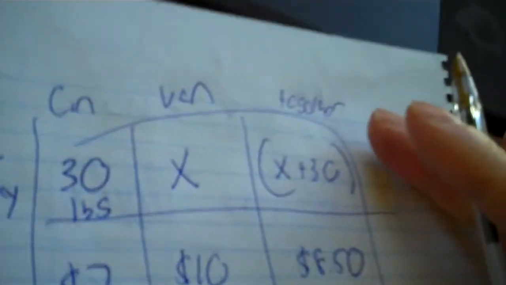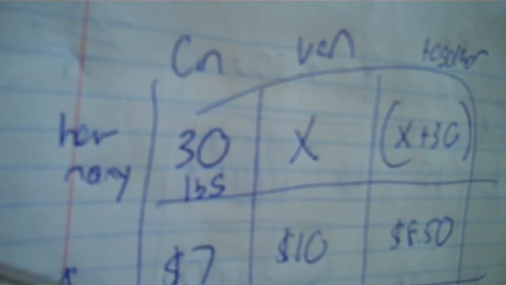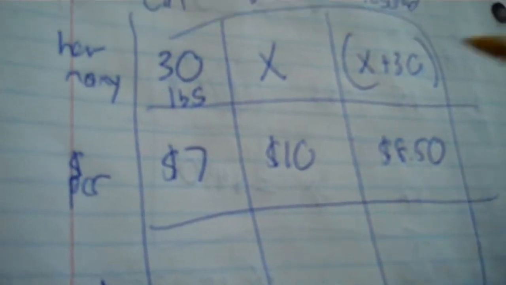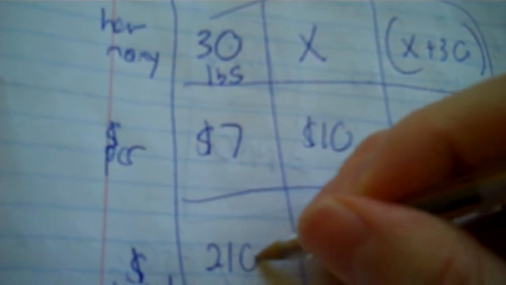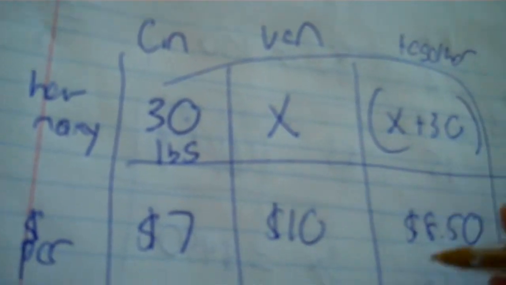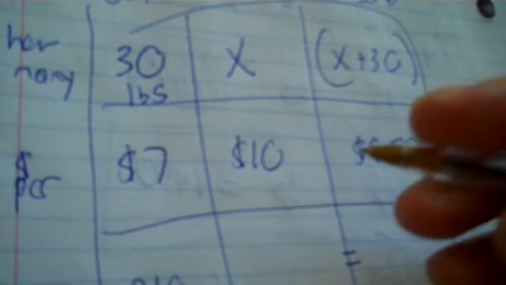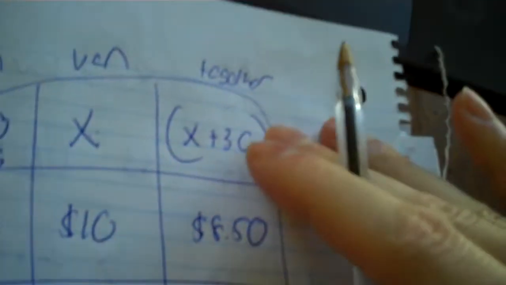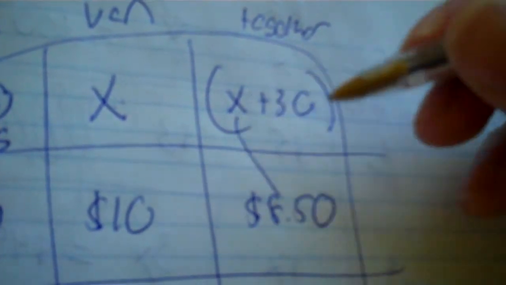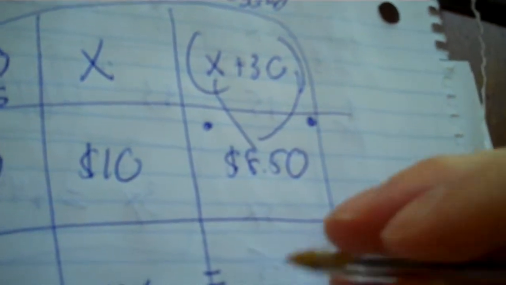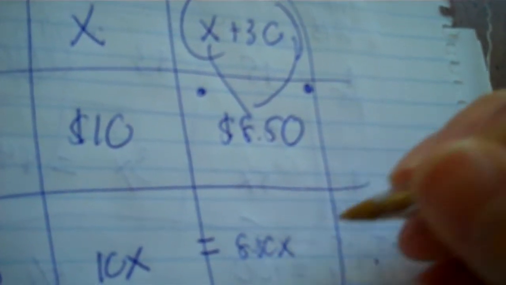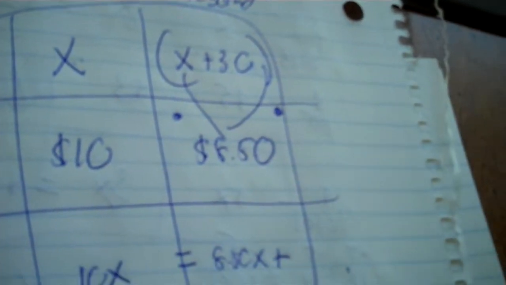Now, that's pretty much everything. We don't have anything to put in this bottom, so we have to multiply. We take 30 times 7, and that's 210. And the equals goes here. x times 10 is 10x. And then here you apply the distributive property. You are multiplying, so x times 8.50 is 8.50x, and we have to take 8.50 times 30.